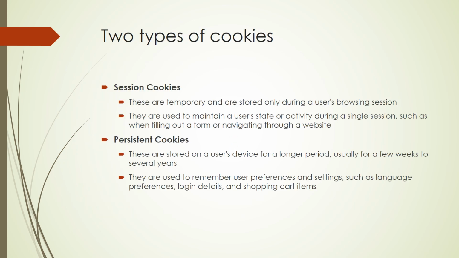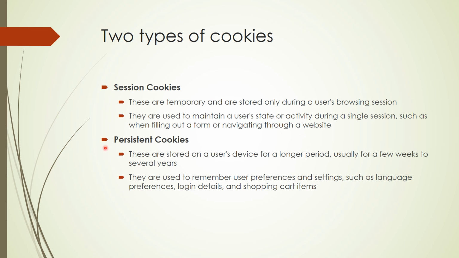There are two types of cookies: session cookies and persistent cookies. Session cookies are temporary and are stored only during a user's browsing session, and they are used to maintain a user state or activity during a single session, such as when filling out a form or navigating through a website.